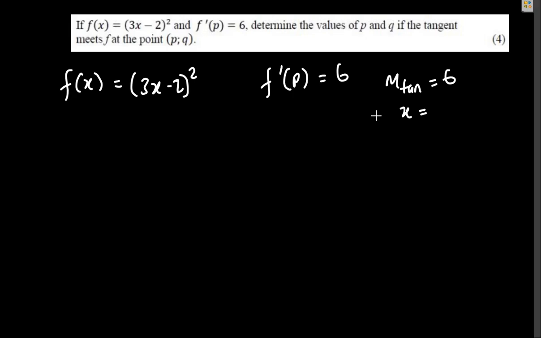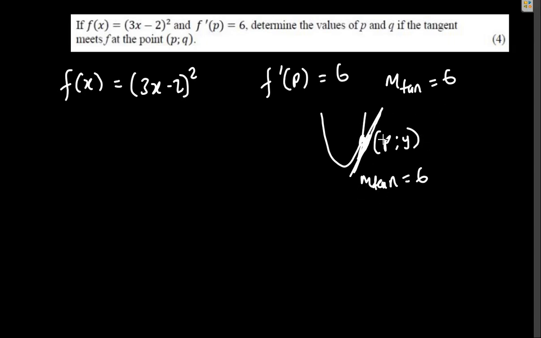So you only know that if you had a point here, the point will have an x value of p. You do not know the y value, but the gradient of the tangent there would be 6. It's always helpful to sketch this, so as to make sense of the question. Now it says determine the values of p and q if the tangent meets f at the point p and q. So instead of writing y, we should write q. We do not know p and we don't know q.